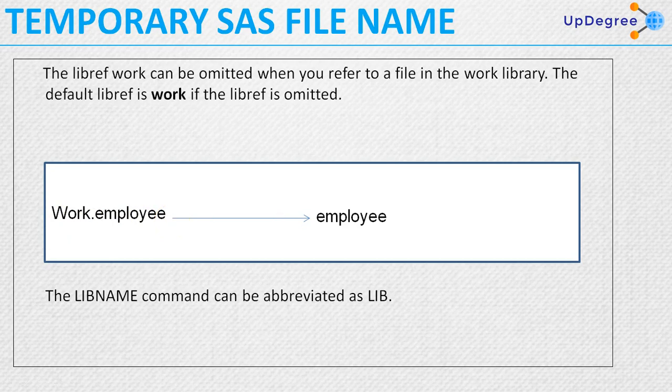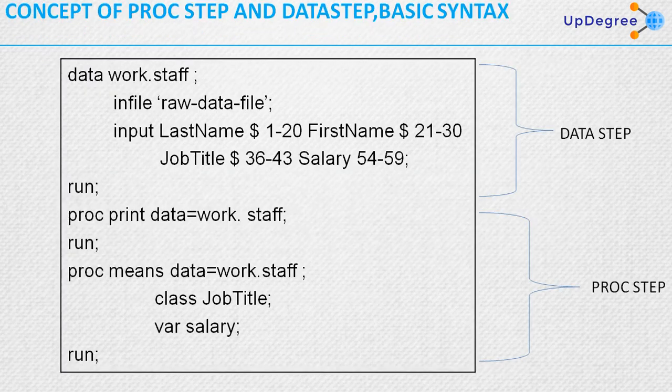But if your dataset is present in any library other than work, then it is compulsory that you specify your library name. So for the work library, specifying the library name is optional, but for any library other than work, it is compulsory to specify the library name to access the dataset from that library.